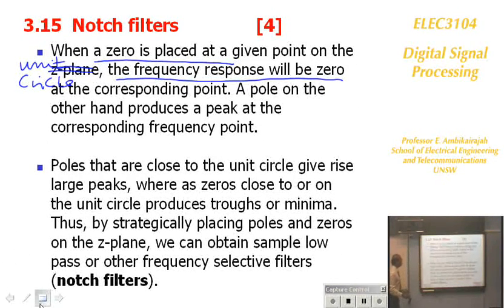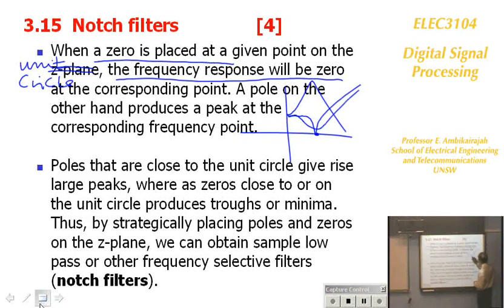A pole, on the other hand, produces a peak at the corresponding frequency point. So we know that. We've done that before. If you've got a pole, it will be a peak. If you've got a zero on the unit circle, it always comes down like that and touches zero. If it's not on the unit circle, it will come around like that. So poles that are close to the unit circle give rise to a large peak, whereas zeros close to the unit circle produce a trough or minimum.